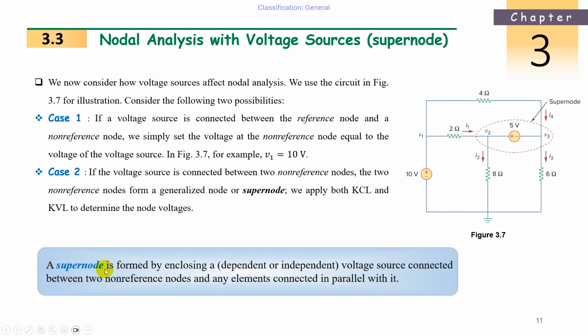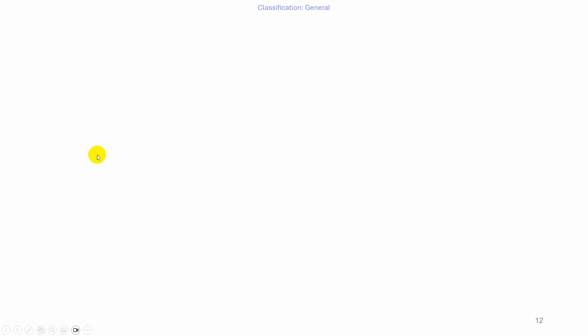So what is a supernode? A supernode is formed by enclosing, meaning combining, a dependent or independent voltage source connected between two non-reference nodes, and any elements connected in parallel with it. Here these are independent sources; sometimes a dependent source can also be used. These two are non-reference nodes, and some elements may be connected in parallel with it. With this, the resistance is connected in parallel. Sometimes this will happen. So this is a supernode.